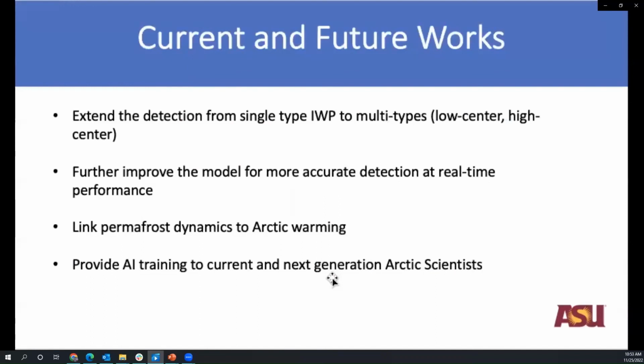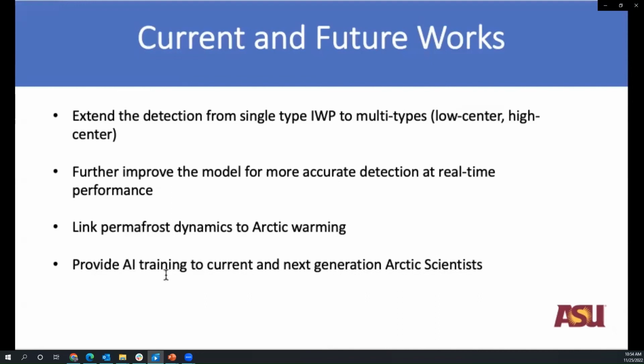Here, I introduce some of our ongoing research with preliminary results. In our current work, we didn't separate different types of ice wedge polygons. In the future, we are going to extend this detection network to be able to categorize different types of ice wedge polygons, because they are important indicators of the thawing stage of permafrost. We're also going to include the detection of different types of permafrost features, like salt slumps and also pingos. And we're also developing strategies to further improve the model to achieve both better detection accuracy and inference speed. Once we have the dataset ready, we will be able to better link the permafrost dynamics with Arctic warming to hopefully predict what is going to change in the Arctic region in the near future.